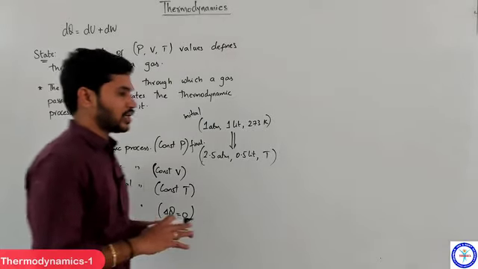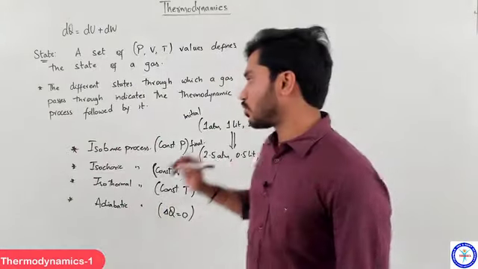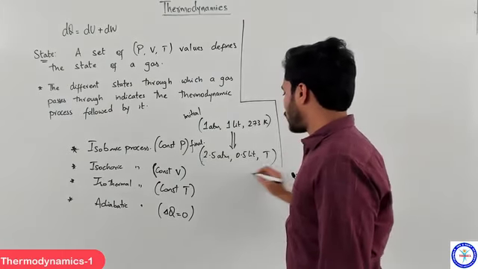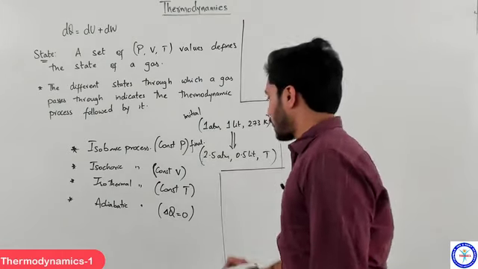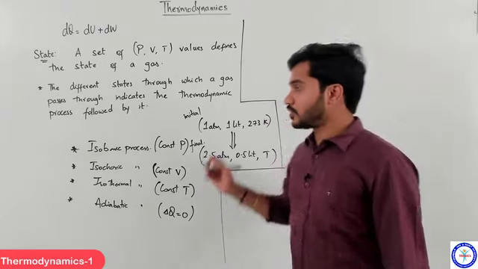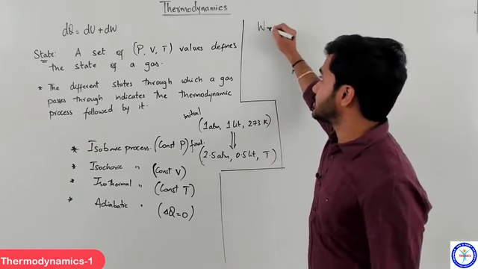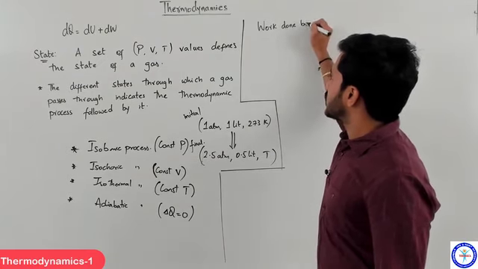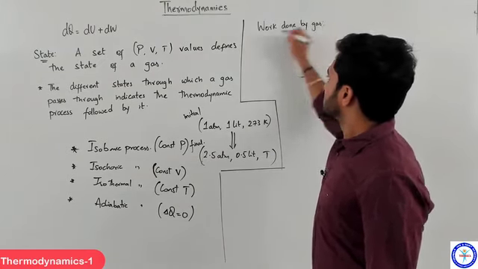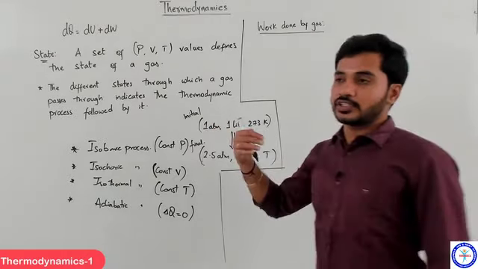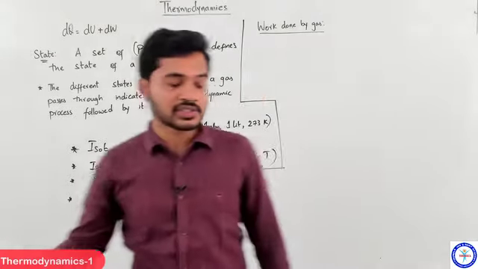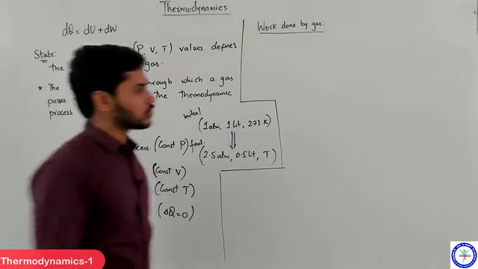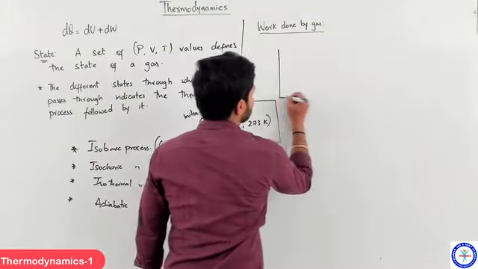Now before we study these processes, we'll also have to know one very important expression, which is basically the work done by a gas. I've told you earlier that whenever a gas is doing work, it is giving energy to the surroundings. If it is doing positive work, it is giving energy to the surroundings, right? How do we calculate that work done?